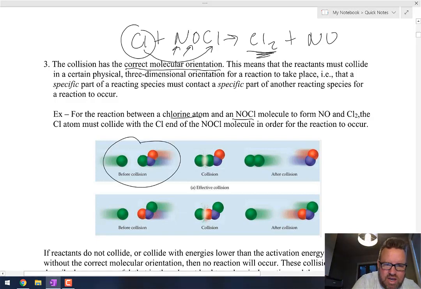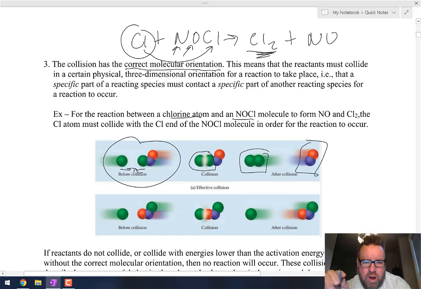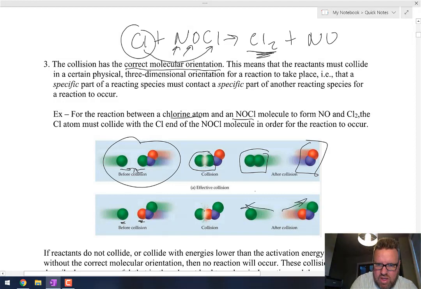So here you can see it. Before the reaction, here comes the chlorine atom. It's going to hit the other chlorine atom. When it does, that is the correct orientation. It now has broken off, and now you're left with just the NO molecule there. Okay, in the second example, notice the chlorine atom is going to hit the nitrogen atom, and when it does, it just hits it, just like, again, a couple of bouncy balls hitting each other, and what happens? They bounce off of each other, and has the reaction happened? No, it has not. So the molecules must collide, and they must collide with correct orientation.